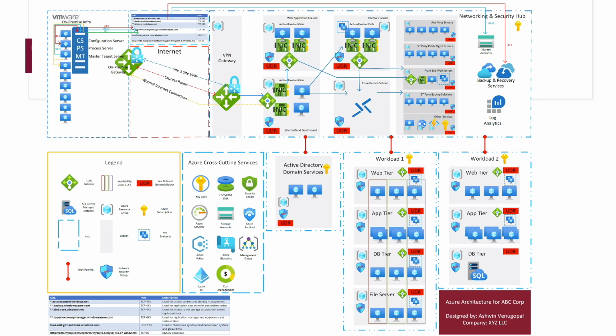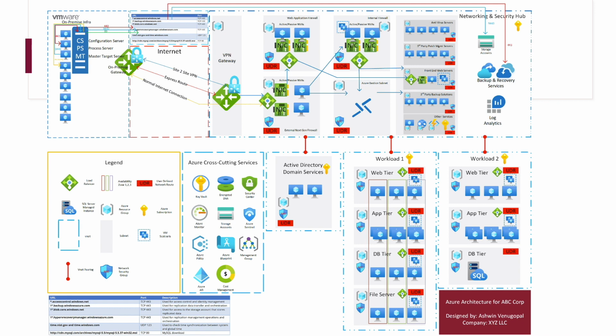But you can tell very briefly that on the right side, that's what your on-prem infrastructure looks like, and that's where you're going to have your VMware. And that's where you're going to install the configuration server, process server, the master target server, and you have the on-premise gateway that is talking to the VPN gateway of the Azure.